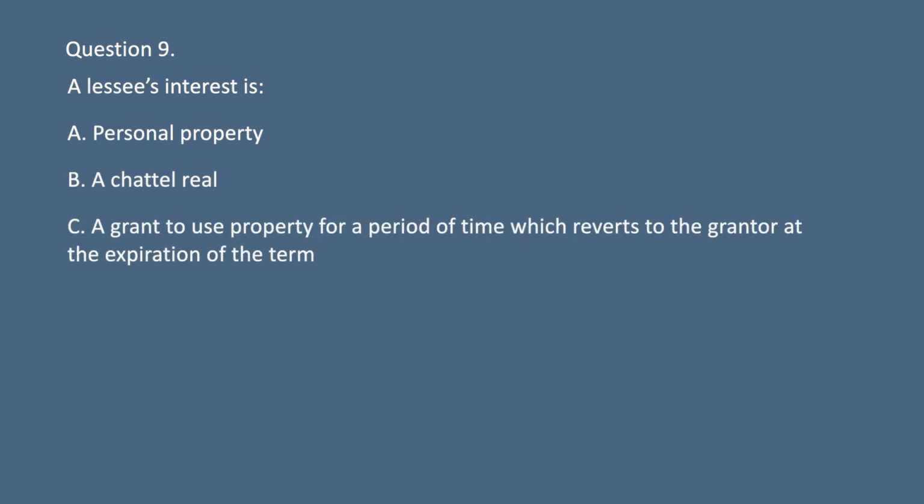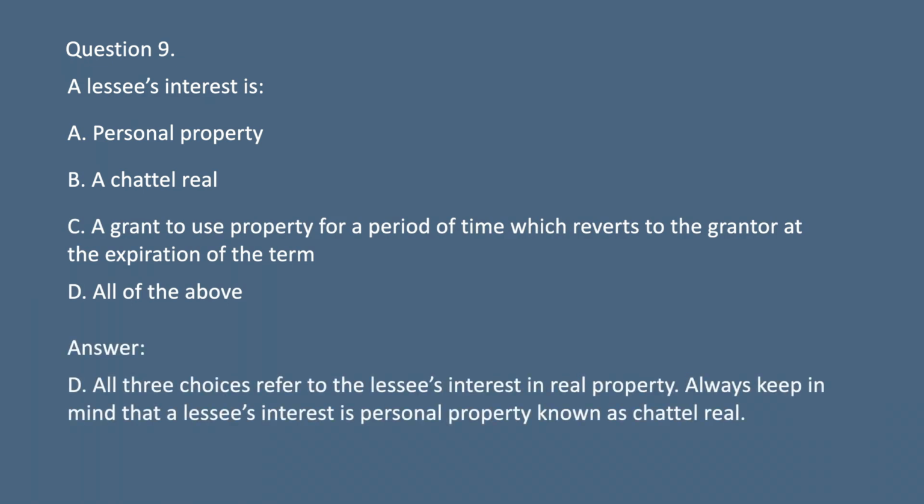Question 9. A lessee's interest is A. Personal property. B. A chattel real. C. A grant to use property for a period of time which reverts to the grantor at the expiration of the term. D. All of the above. Answer: D. All three choices refer to the lessee's interest in real property. Always keep in mind that a lessee's interest is personal property known as chattel real.